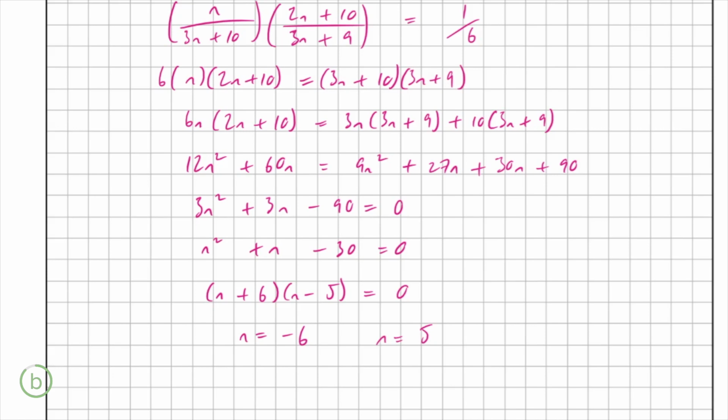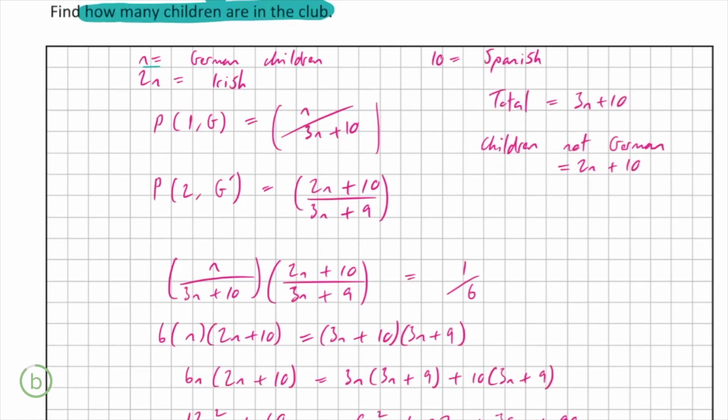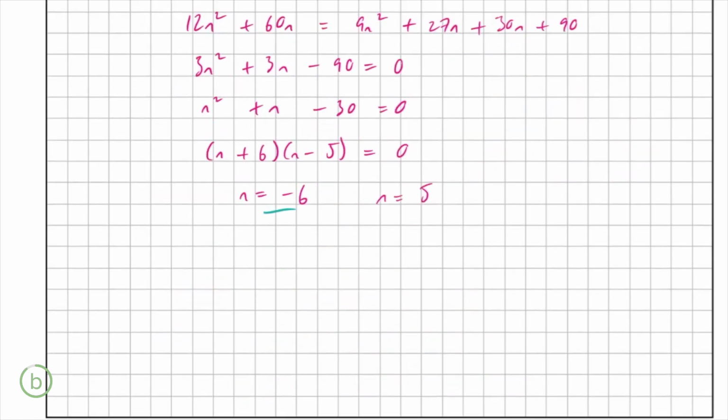And because we defined n to be the number of German children, of course we can't have a negative number of German children. It doesn't make sense in any universe, so we're just going to disregard that, which means that our answer is n equal to 5. Again, because n equal to minus 6 is just impossible.